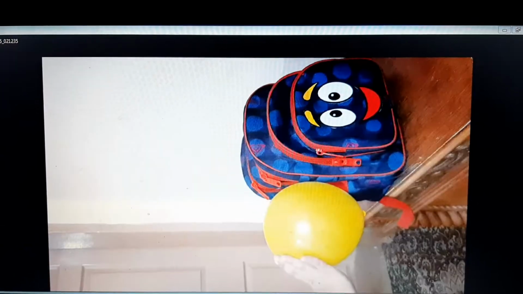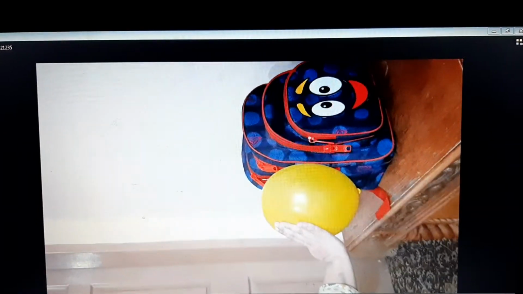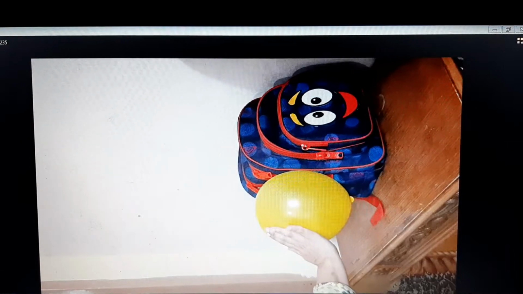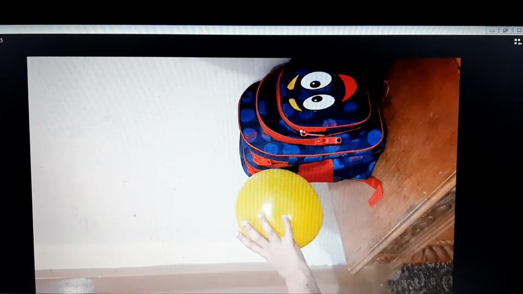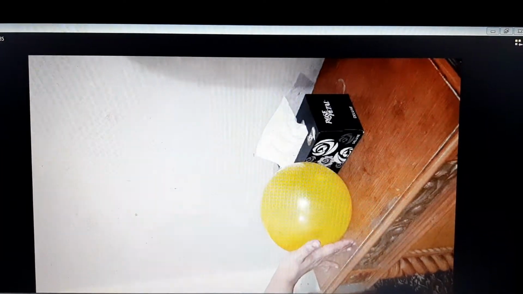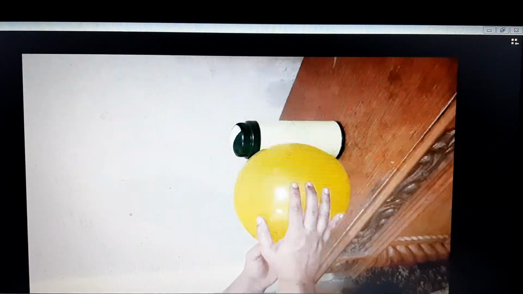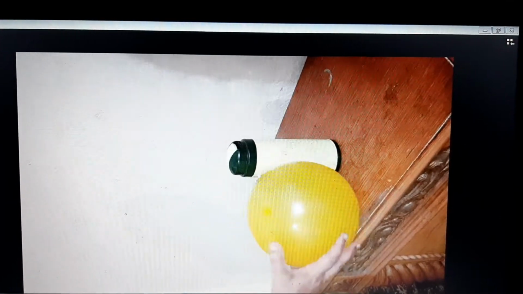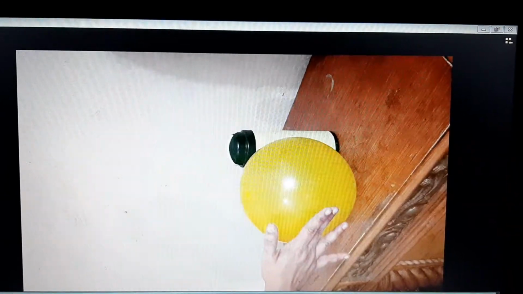The balloon is squashing and it is going back to its original shape. I am trying to push a bag with the balloon. You can look, it's a medium force, as the balloon is being squashed a bit. Now I am pushing a small tissue box. It is a tiny force, no effort required. I am pushing a water bottle. It is also a tiny push because it doesn't require a big push. It's just pushing easily.